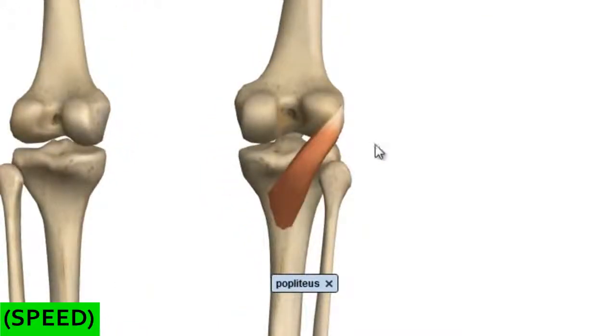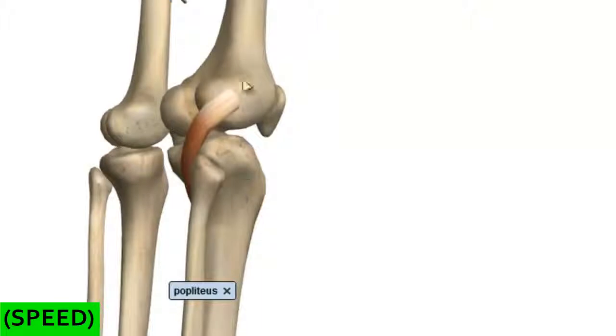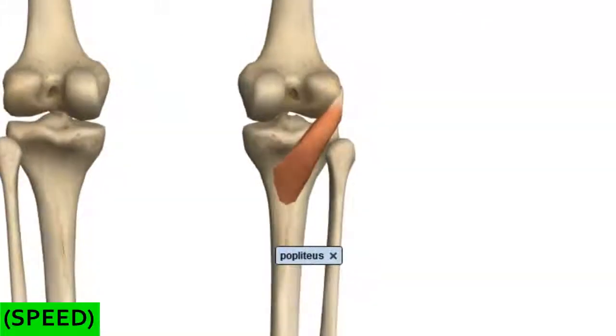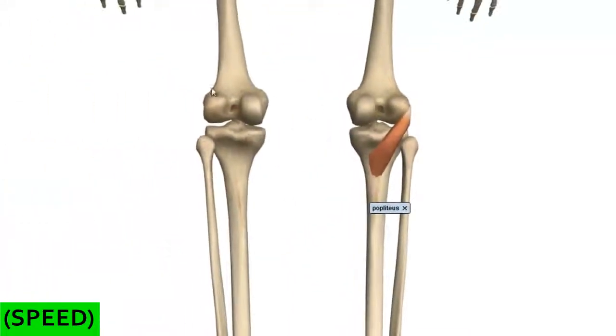So in the standing position, the knee is fully extended and it's locked like this. So the popliteus functions to laterally rotate the femur on the tibia and unlock the knee joint. Again, this muscle is innervated by the tibial branch of the sciatic nerve.